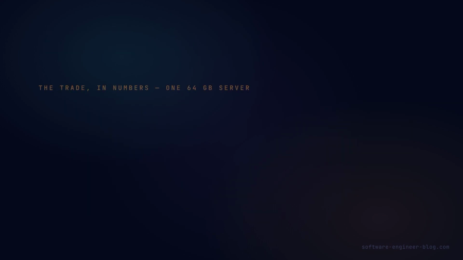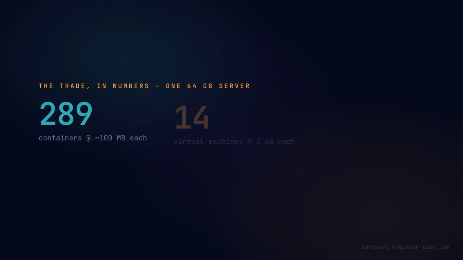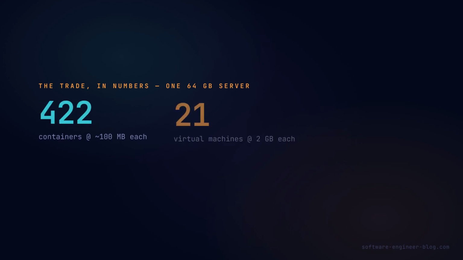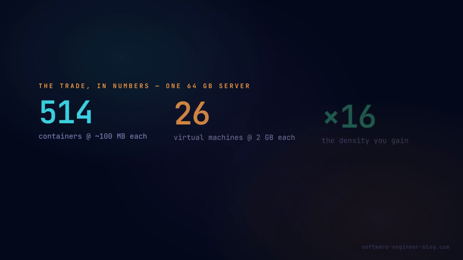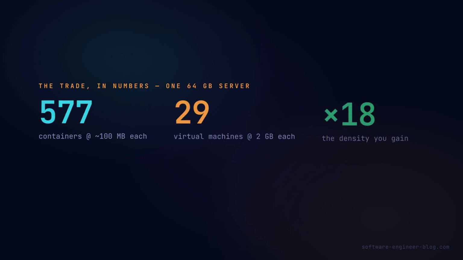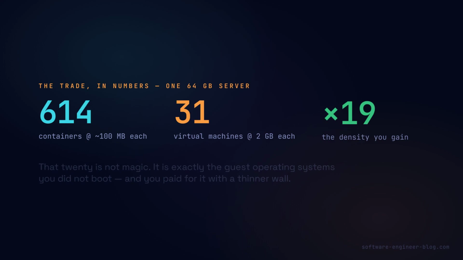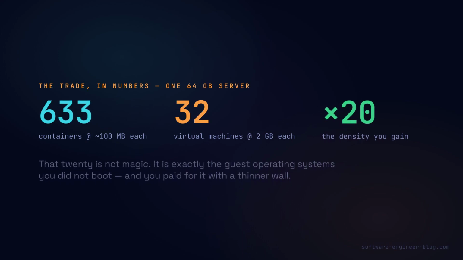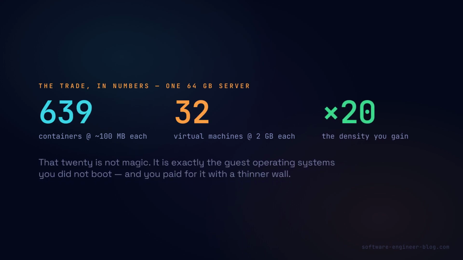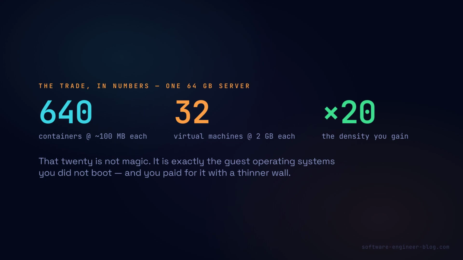Now the arithmetic, because this trade is easier to see in numbers. Take one server with 64 gigabytes of memory. Containers at roughly 100 megabytes each, that is about 640 of them. Virtual machines at 2 gigabytes each, about 32. 20 times the density, on identical hardware. And that 20 is not magic. It is precisely the guest operating systems you did not boot. You bought it with a thinner wall.